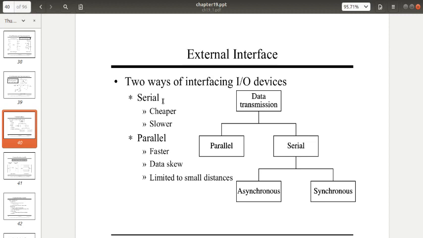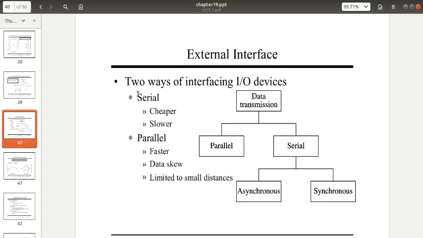In parallel data transmission, there will be, say, n number of lines. Like if it is an 8-bit transmission, then there will be 8 separate lines, one for each bit, and at a time you can send 8 bits of data, right? In serial communication, there may be one line for A to B and one line for B to A. There may not be. It depends on the specific condition.